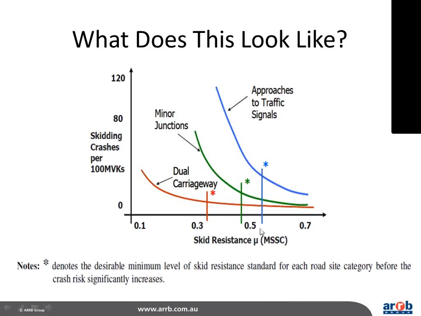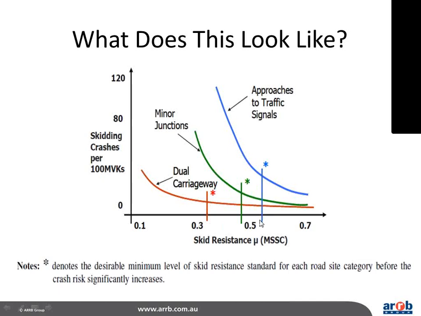For the approach to traffic signals, anything under about 0.5 SCRIM. For minor intersections, we're starting to get interested below about 0.45 SCRIM. And then the dual carriageways, our safest roads, you can see a slightly lower value, 0.35 approximately. And that's what we do.